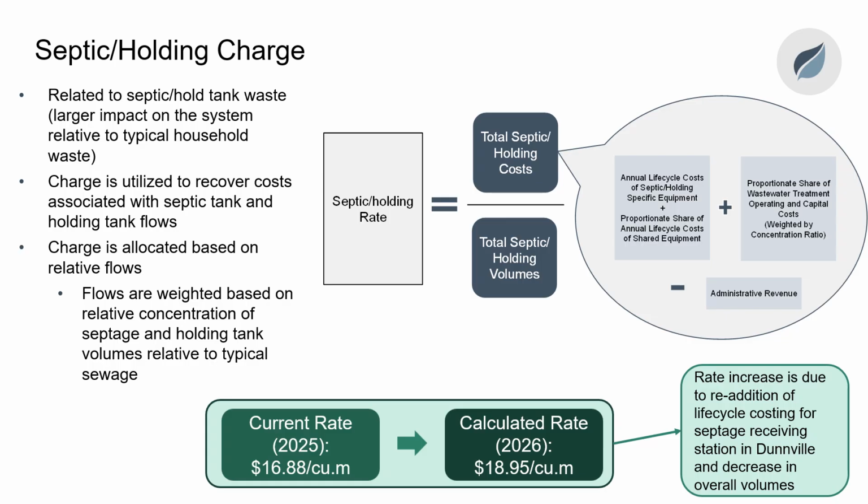And so the current rate in 2025 is $16.88 per cubic meter, and that's anticipated to increase to $18.95 per cubic meter. This rate increase is in part due to the readdition of life cycle costing, so the replacement cost, full asset management cost of assets at the receiving station in Dunnville. And as well, we're seeing a decrease in the overall volumes. So again, if the denominator decreases, then the rate will increase.